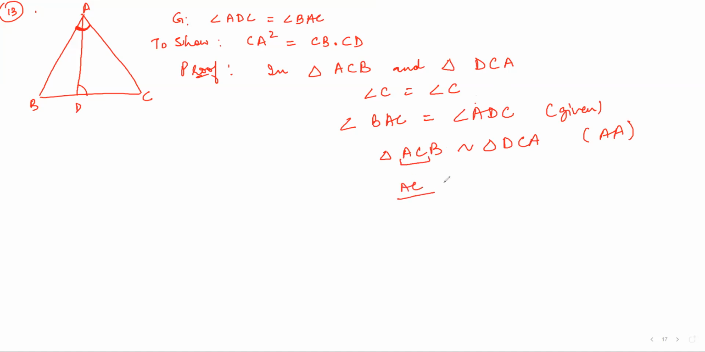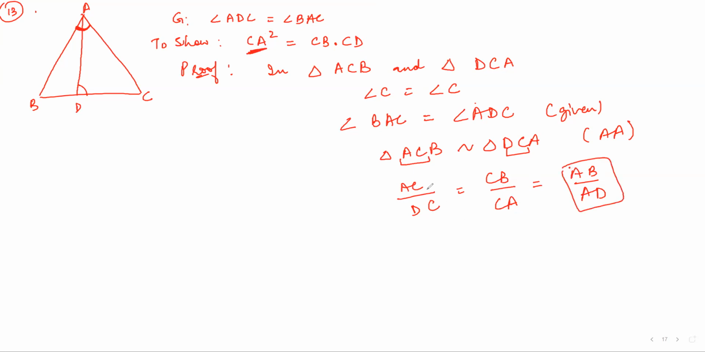Now because they are similar, what can I write? I can write AC divided by DC is equal to CB divided by CA, and then AB upon AD. This much I can write from here. See, this AC or CA is the same thing. To show, I have CA, not AC, so I can convert. This last part is not required.